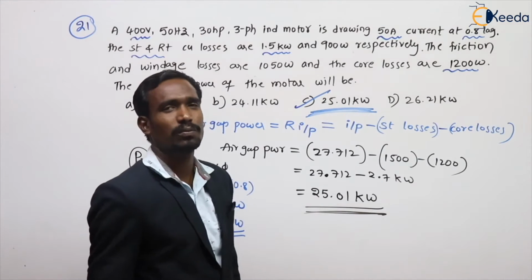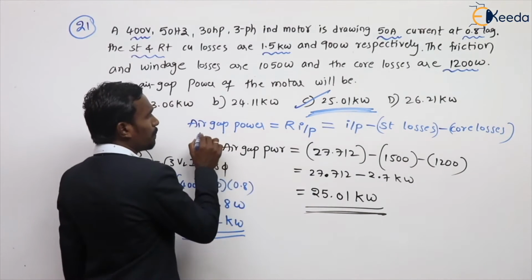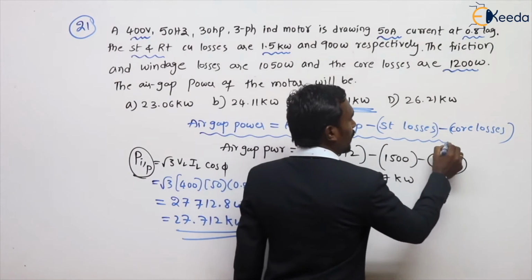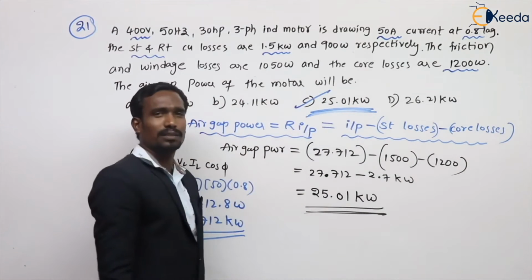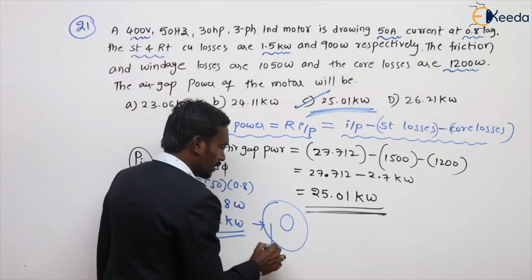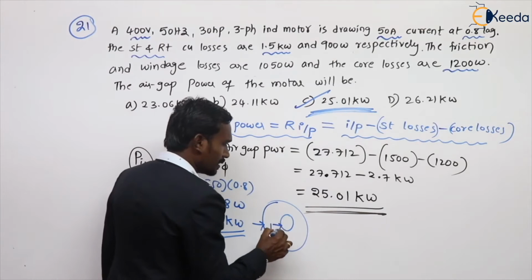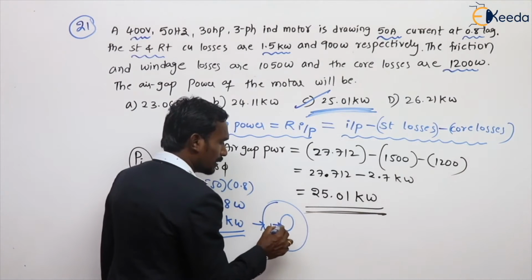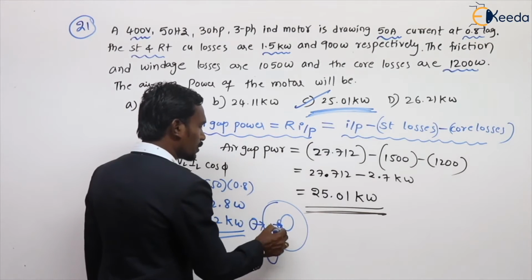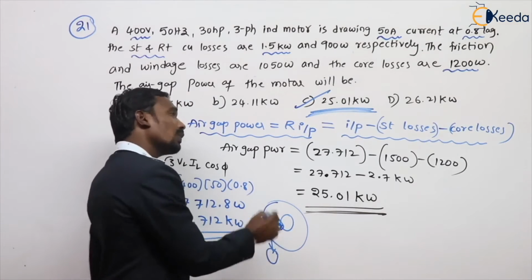Very simple question. We know that generally air gap power is nothing but rotor input, nothing but total input minus stator losses minus core losses. Yes or no? Like this, this is the total input. These are the stator losses. This is the air gap power. Total input minus stator losses is equal to air gap power. But here core losses are also there.